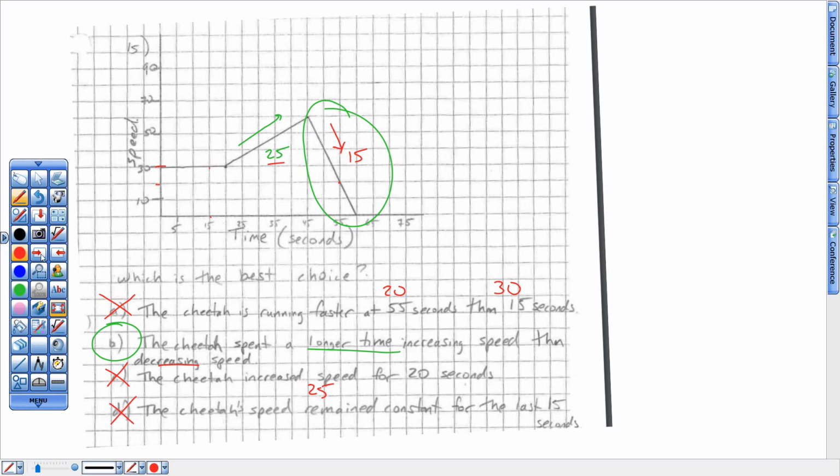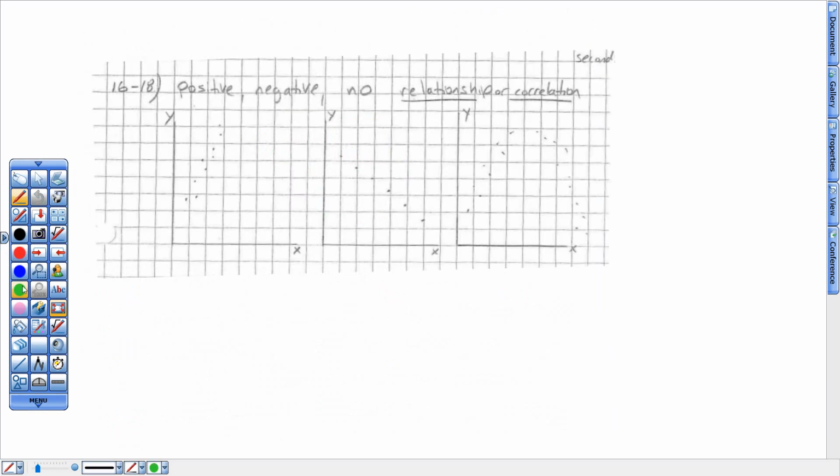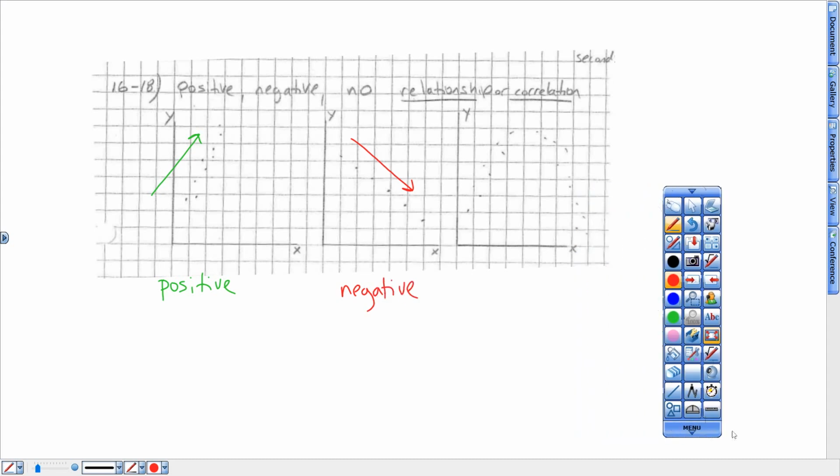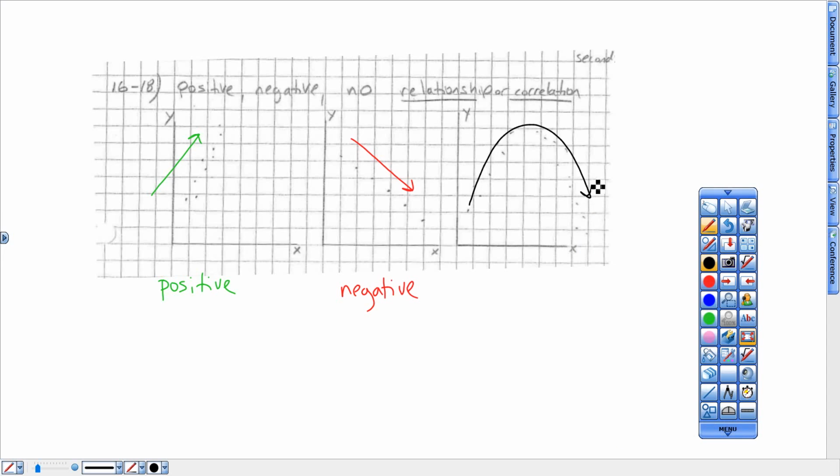All right, moving on. Number 16. For this one, if it's going uphill, clearly positive correlation, positive slope, increasing, things going up. If it's going down from left to right, that is clearly negative correlation, decreasing, going down. This guy, if it's curvy like this, that would be none or no correlation. I don't know if this data is going up or going down. I know the positive one is going up, the negative one going down, but I do not know anything about this no correlation one.